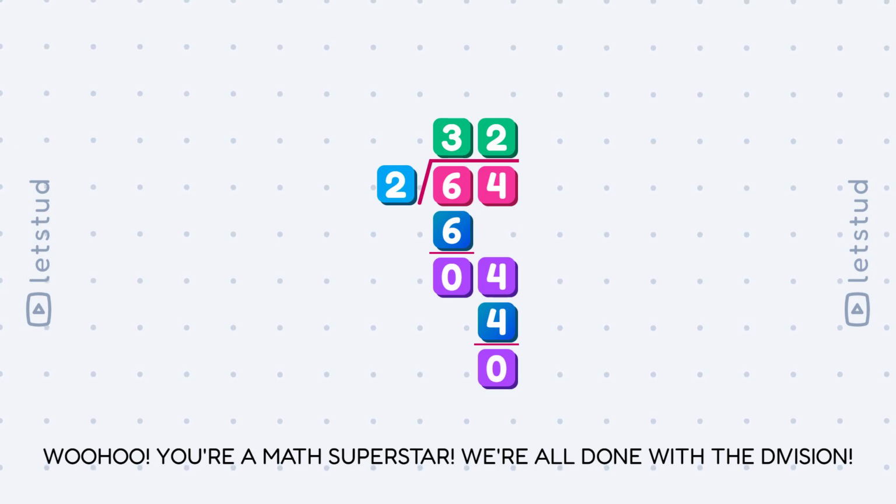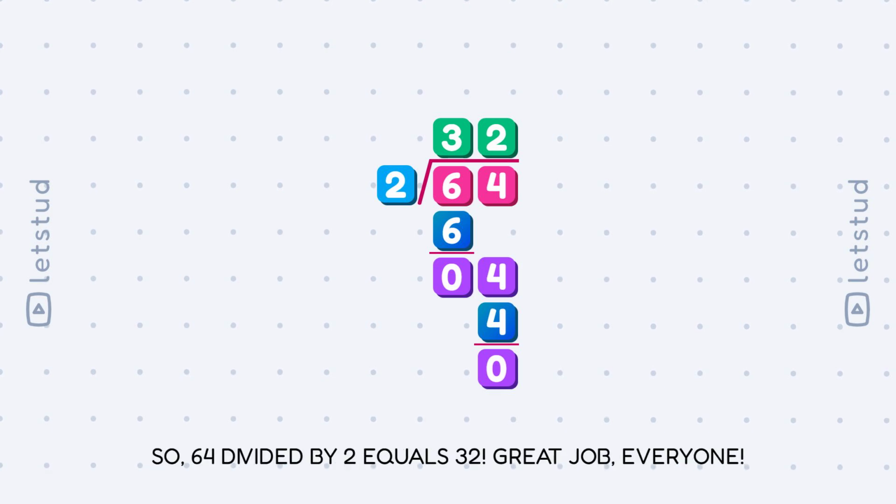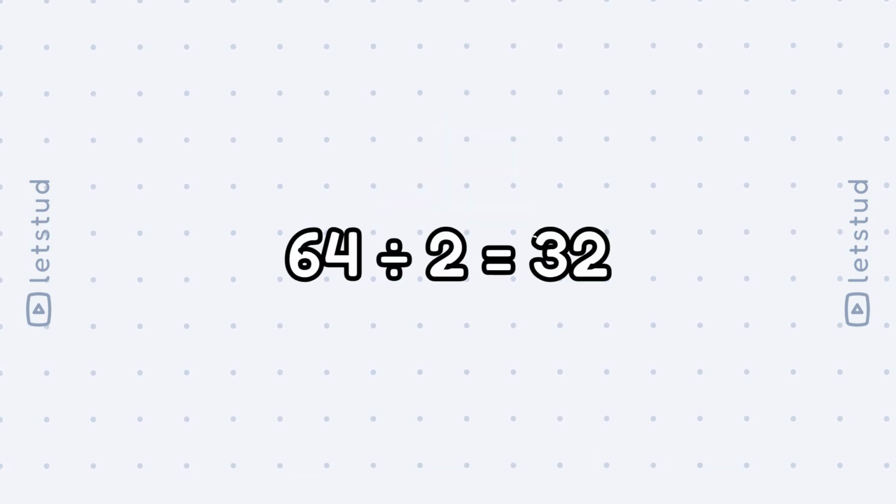We're all done with the division. We've successfully divided 64 by 2. The answer is 32. So 64 divided by 2 equals 32. Great job, everyone. We learned how to tackle long division step by step. Remember, even tricky problems become easy with practice.